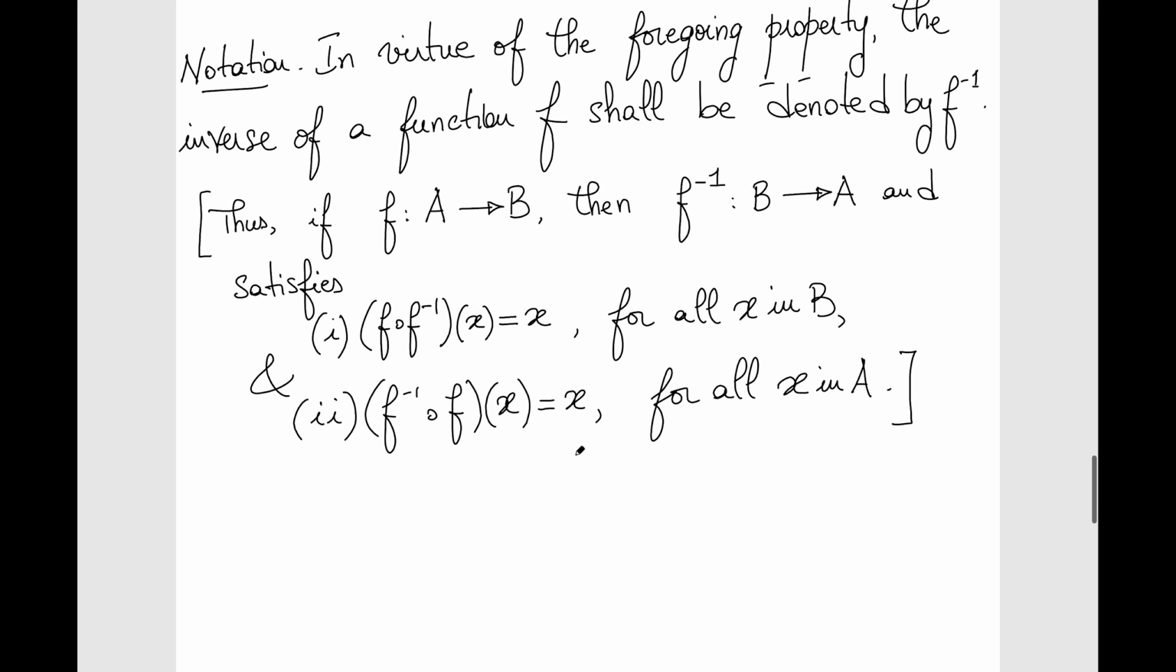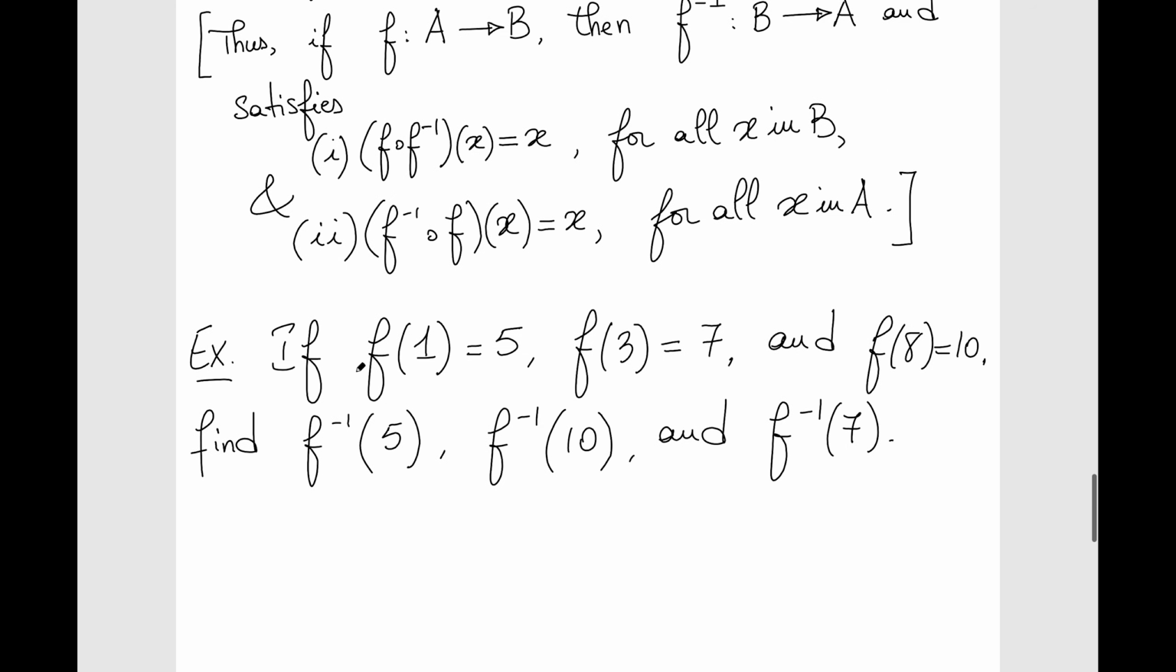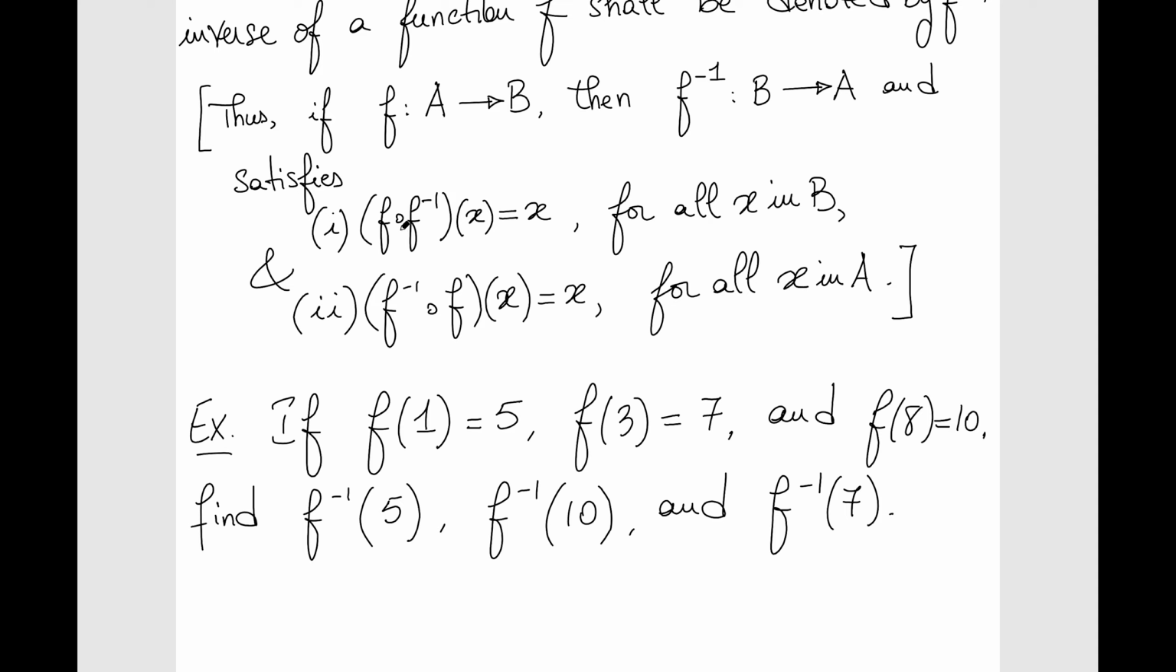Okay, so let's take an example. Suppose f of 1 is 5, f of 3 is 7, and f of 8 is 10. Find f inverse of 5, f inverse of 10, and f inverse of 7. Remember, f inverse is the inverse function. It's the function that undoes the action of f. Whatever f does, f inverse undoes it. So if f sends 1 to 5, f inverse is gonna reverse the effect. F inverse of 5 is gonna be 1, correct? Once again, if you plug in 1 in f and you get out 5, f inverse is gonna reverse that process. If you plug in 5 in the inverse function, you're gonna get back 1. So this guy is simply 1.